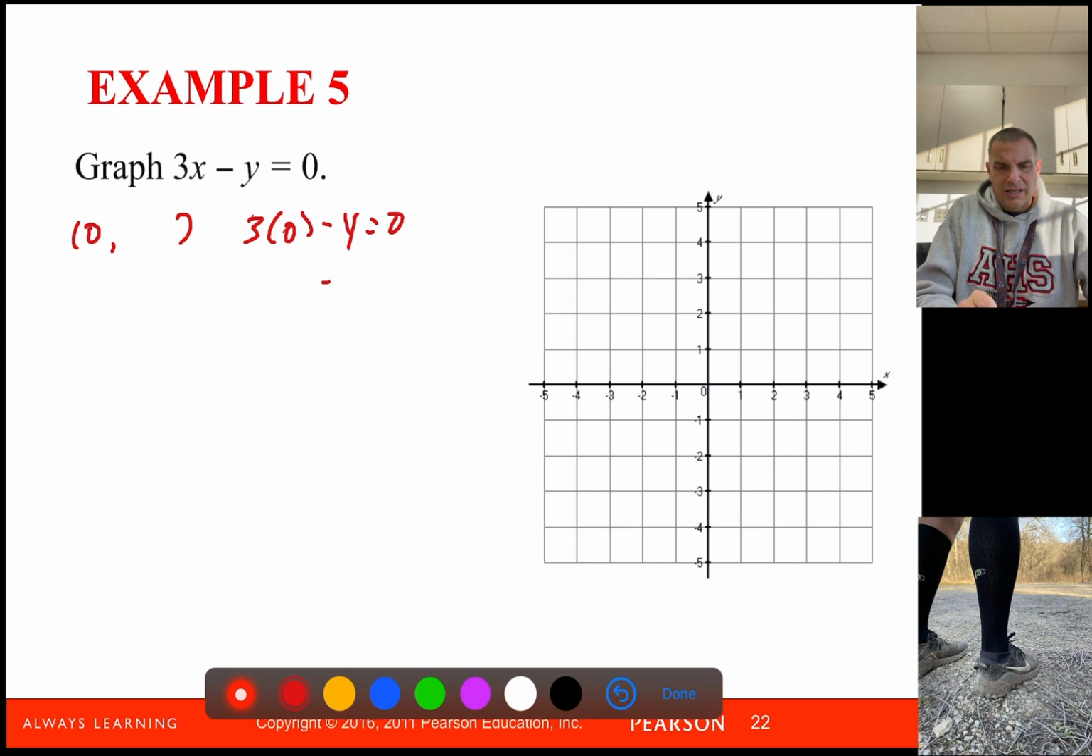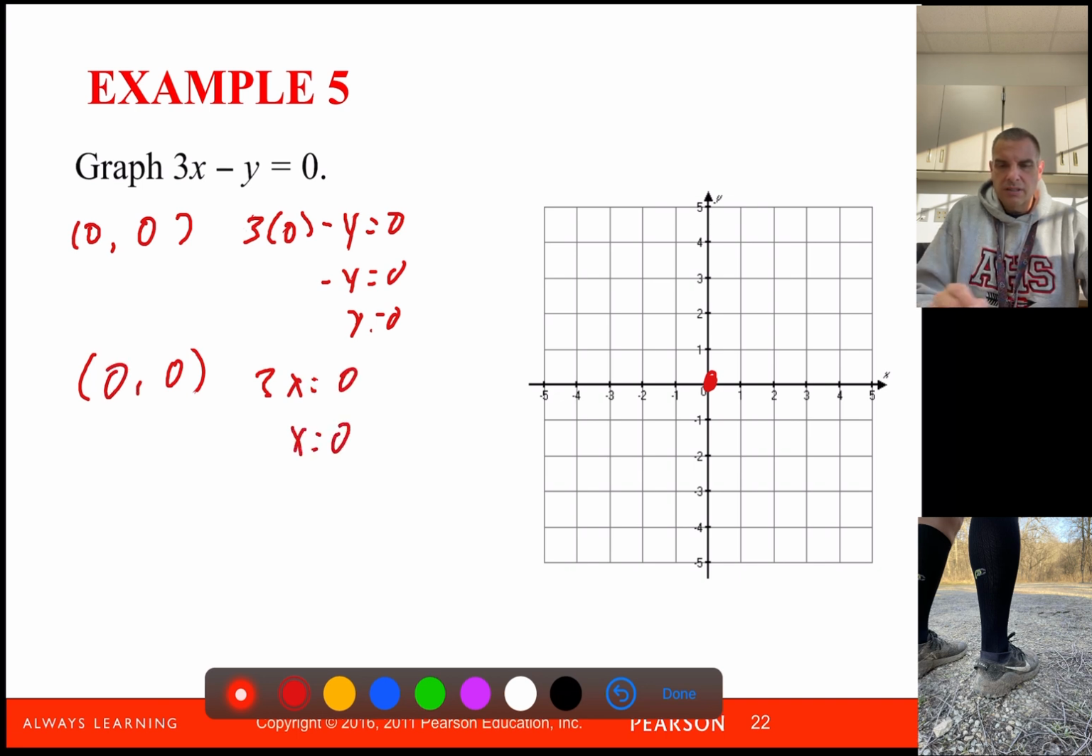So you get negative y equals 0, y equals 0. So you get the point 0, 0, which is right there. If I set my y value equal to 0, interesting. The point 0, 0. So does finding the intercepts in this one help? In this case, you get the point 0, 0, so it doesn't help a lot, but this is a line. So how could I find another point to graph?